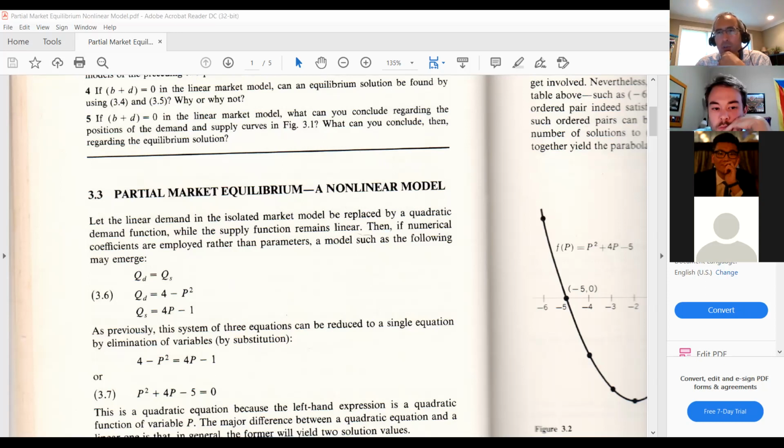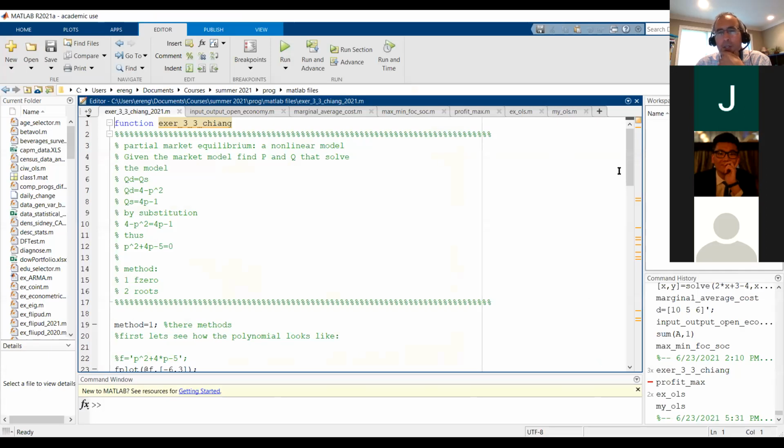Okay, so this is a, do you see my MATLAB? No, we still see the book, the PDF. Yeah. So let's go to MATLAB. Here we go. Now, you see this? Yep. Okay, great. So you have this file, guys, exercise 3.3 Chan.